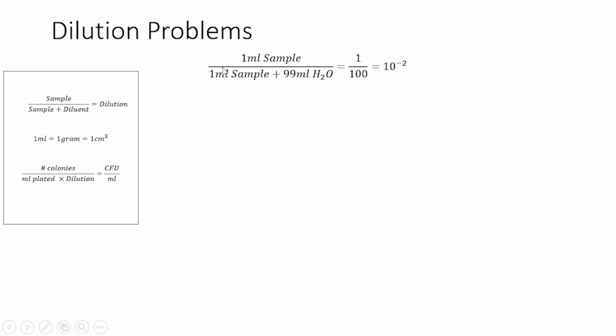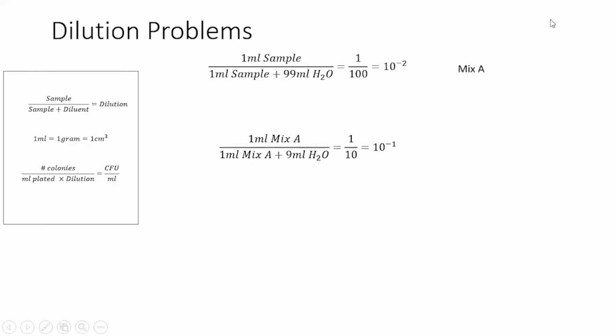So 1 mil of sample divided by 1 mil of sample plus 99 mils of water is 1 over 100. Put this into exponents. That's 10 to the negative 2. Okay. So the bigger number's on the bottom, that becomes negative, so 10 to the negative 2. We're going to call that our mix A, and we're going to do it again.